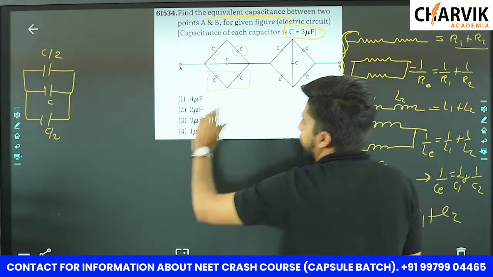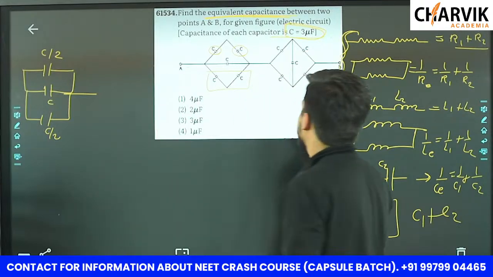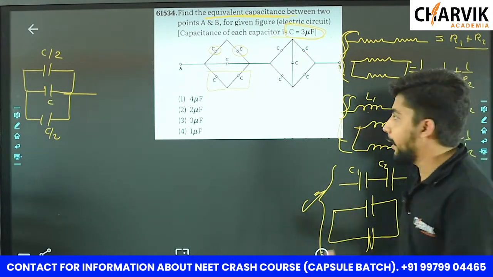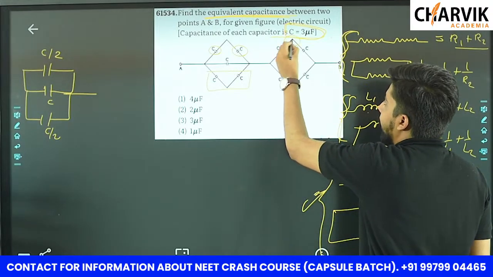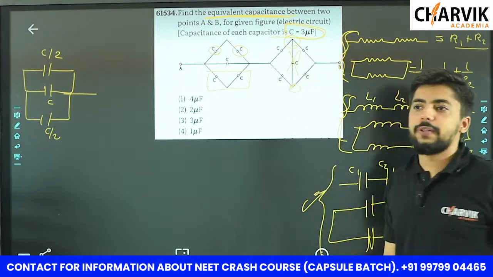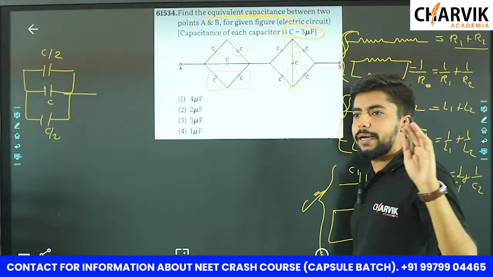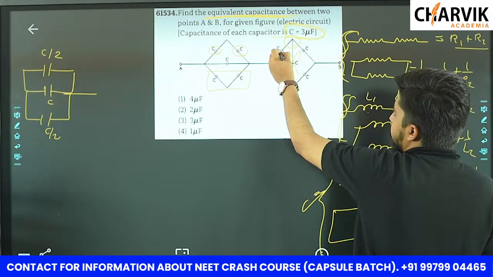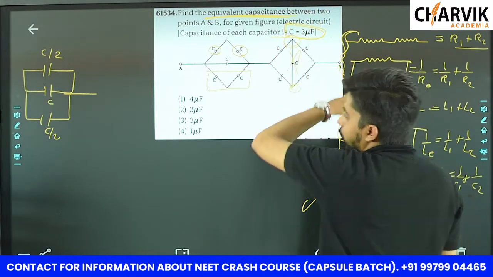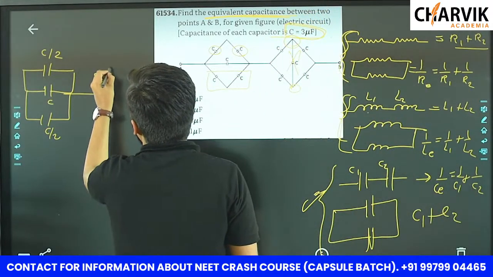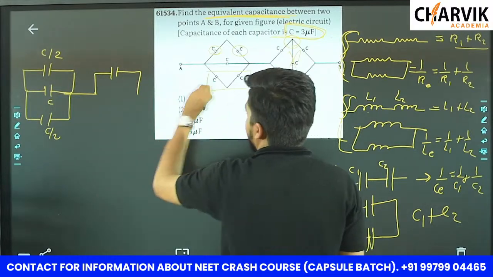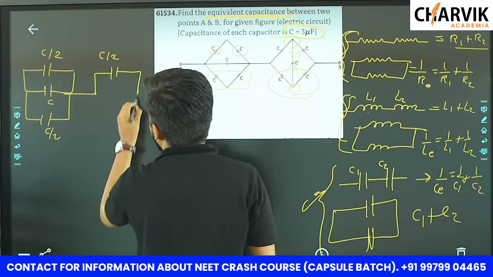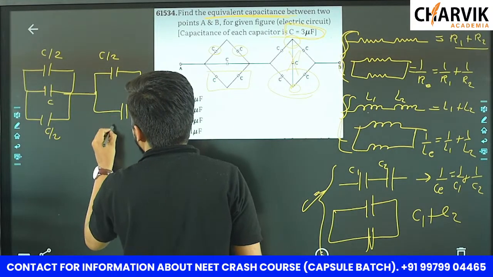And for the second part, you see the potential of this point and this point will be equal to each other, and due to that there will be no effect of this capacitor. You can simply cut that capacitor from the circuit. Due to that Wheatstone bridge circuit, the two capacitors are in series, so the total capacitance becomes C by 2, and for the downward branch again the total capacitance is C by 2.